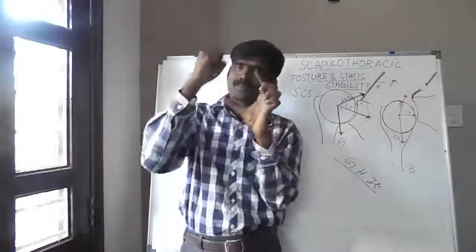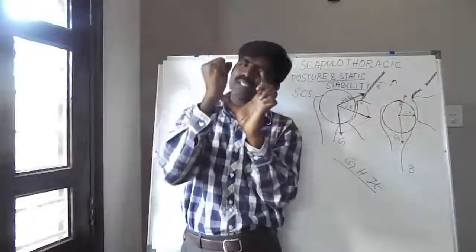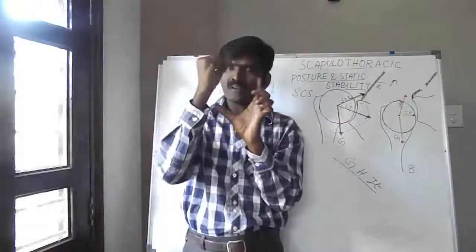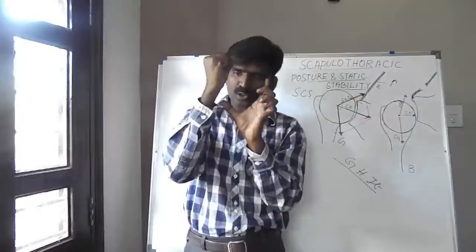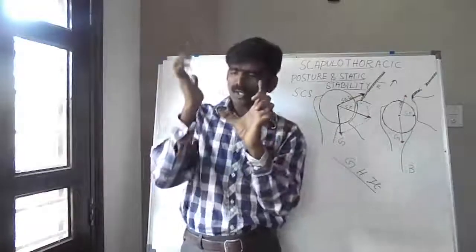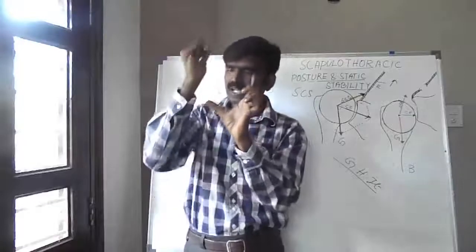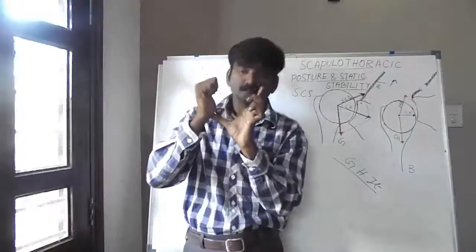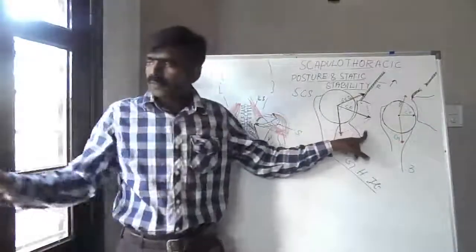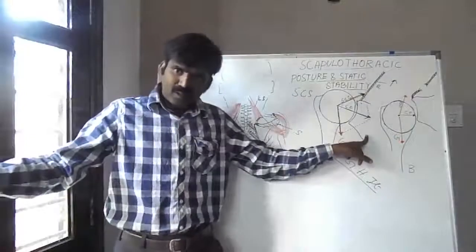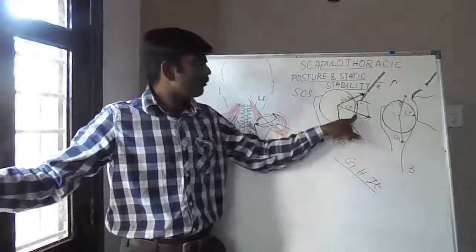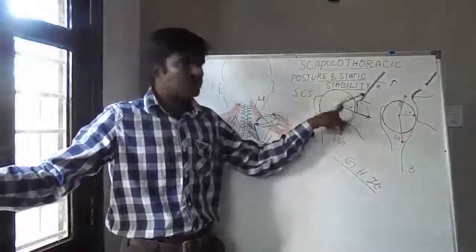So this posture itself partly helps in the stability of the glenohumeral joint. Clear? Gravity is pulling the glenohumeral joint down, but because the scapula is slightly upward rotated, the inferior portion of the glenoid cavity partly stabilizes the glenohumeral joint. So the position of the scapula is partly responsible for the static stability of the glenohumeral joint.